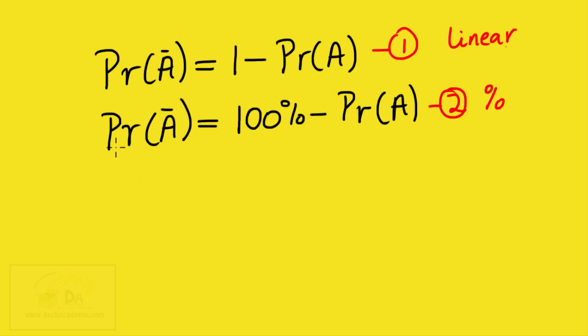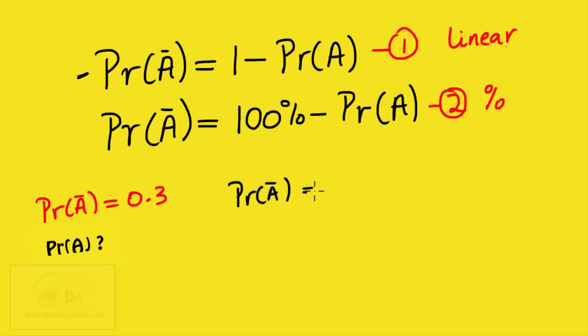So for instance, if you're told that the probability of an event not occurring is 0.3, what is the probability of that event occurring? What is P(A)? Well, all you have to do is use equation 1. In equation 1, the left hand side says probability of A not occurring. In this case, that is 0.3. So 0.3 is equal to 1 minus the probability of A occurring. So to find the probability of A, you just have to make this term the subject of the formula.